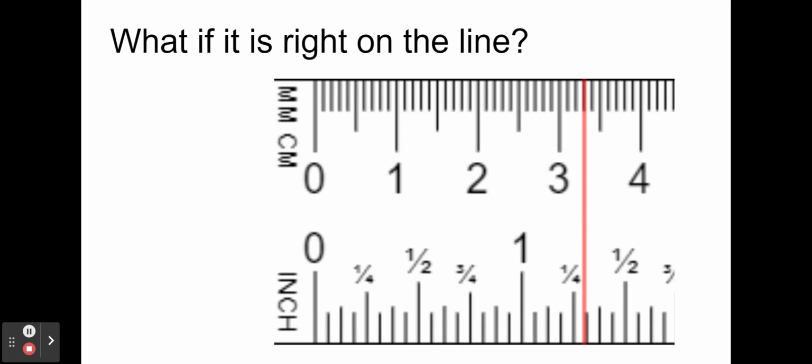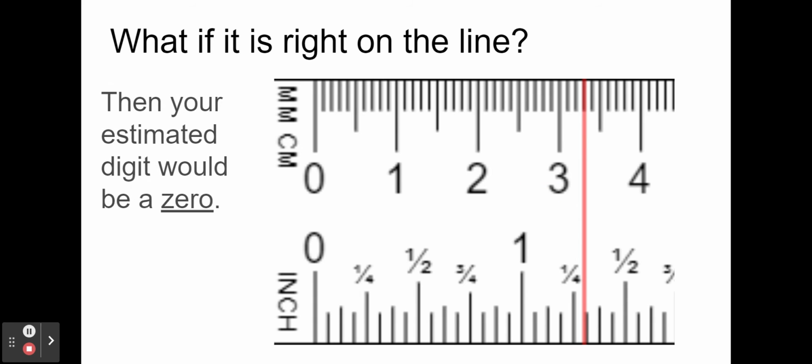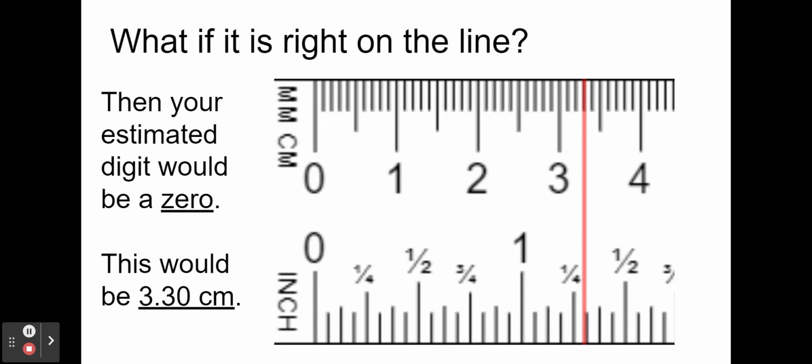But what if it's right on the line? Here you can see that we have a ruler. Again, we're going to pay attention to the millimeter centimeter side, the metric side. And we have our red line there falling right on the line. So our estimated digit should represent that it's right on the line, and our estimated digit will then be a 0. So we would record this as 3.30 centimeters.